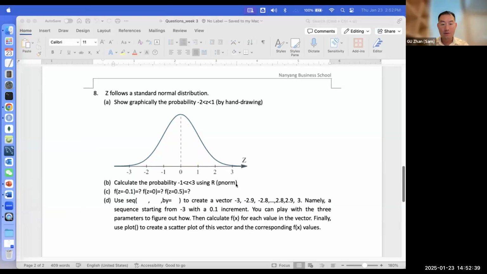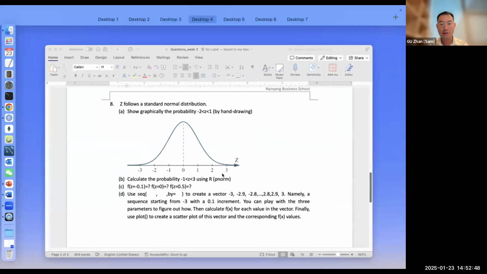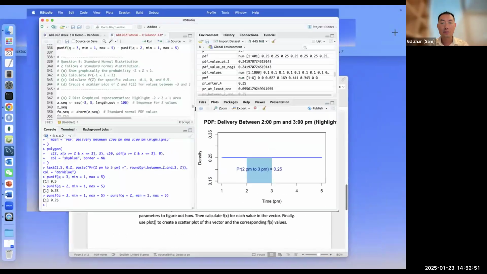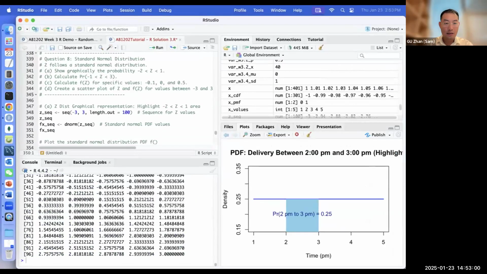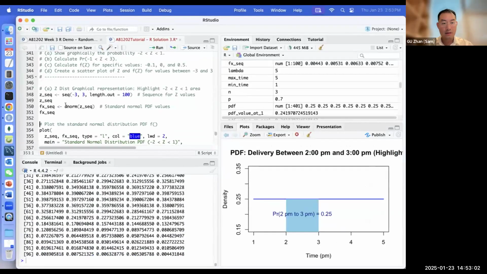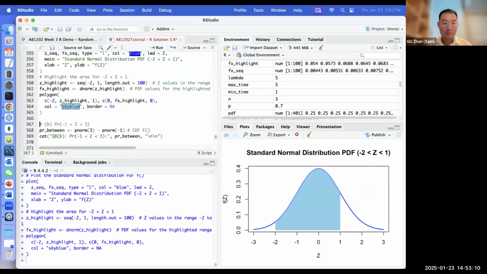Then calculate the probability using P norm, and so on, used to create vectors, namely. Okay, so that's the last one. So let's see how we use R to implement it. Question 8, show graphically the probability. We're creating an x-axis, and d norm is the probability density value for the sequence. So just plot it. Here is the standard norm.